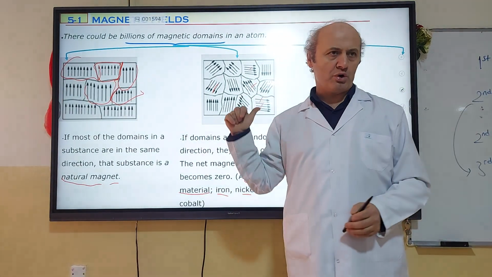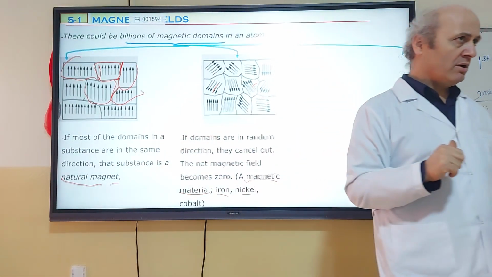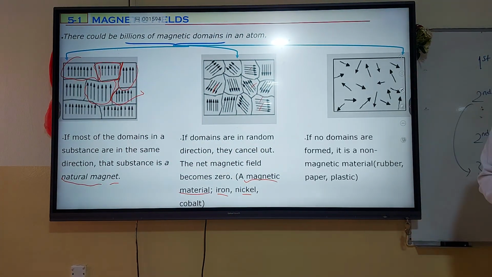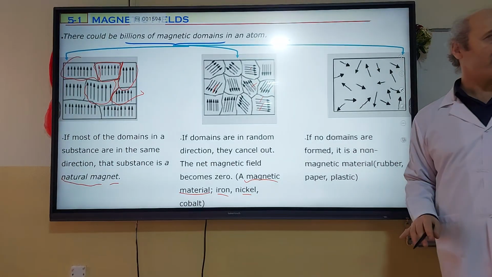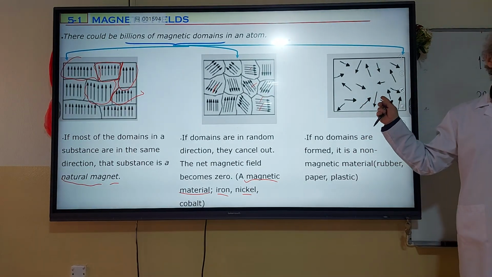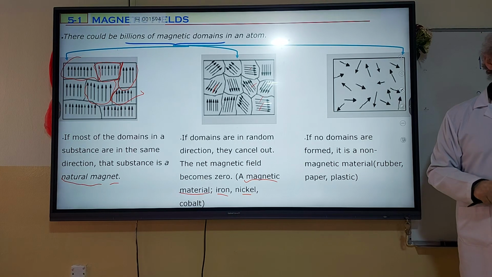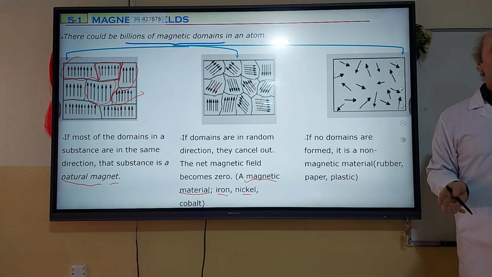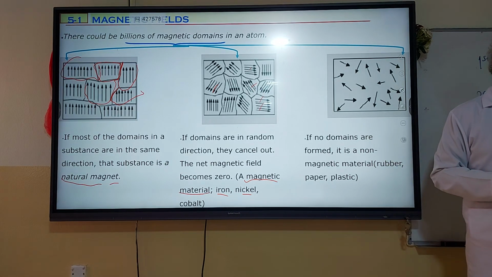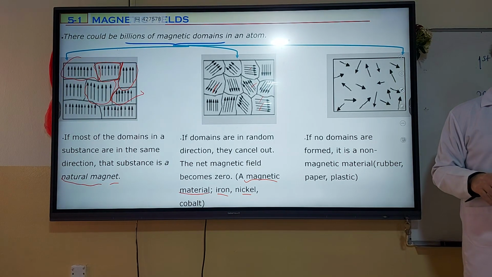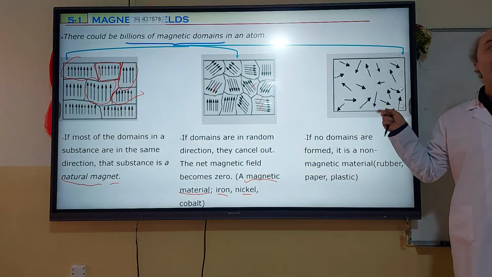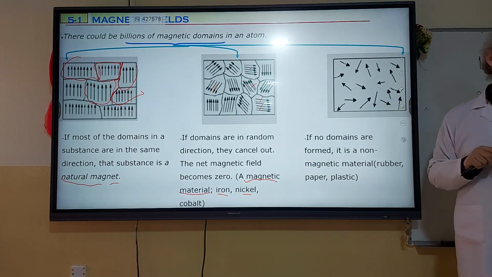But there is a third group of materials, which is non-magnetic materials. In non-magnetic materials, there are no domains. No domains are formed. Atoms have individual magnetic fields, but still they are in random directions, and the net magnetic field is still zero. Non-magnetic materials: paper, wood, plastic. And a magnet does not attract these materials.